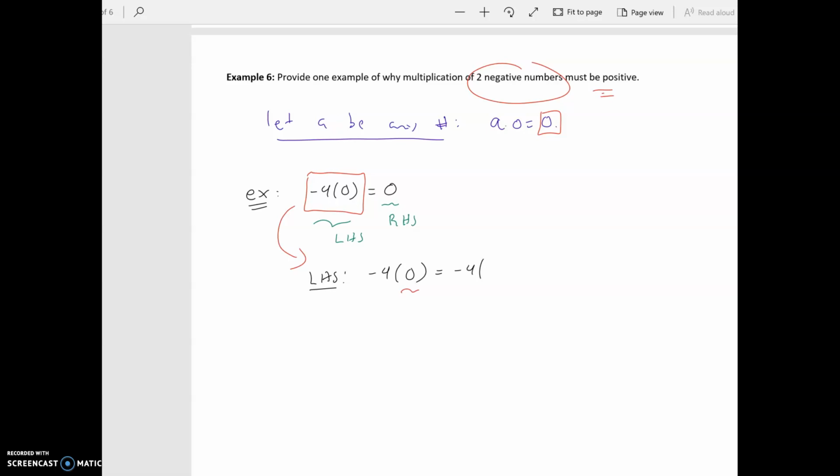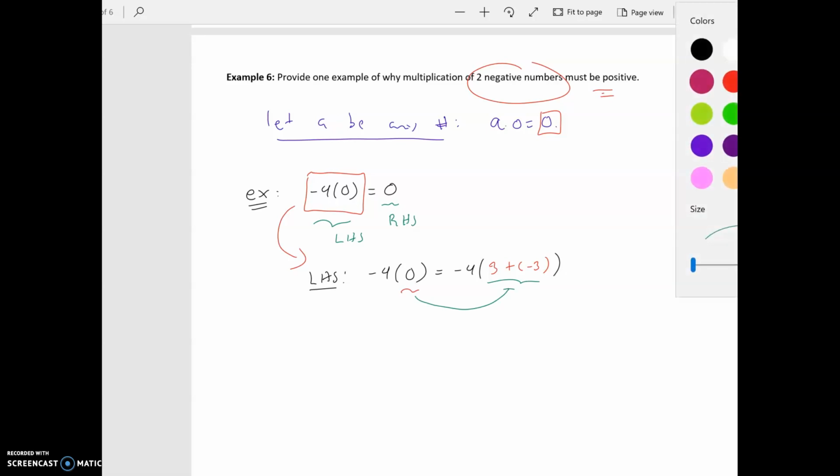So let me just use 3 plus -3, the two numbers that add to 0. What we're saying here is that 0 can be expressed as those two. So nothing has actually changed. We're still talking about -4 times 0, and we already know by the property above that this is equal to 0, since 3 plus -3 is equal to 0. So you still have 0 times -4.